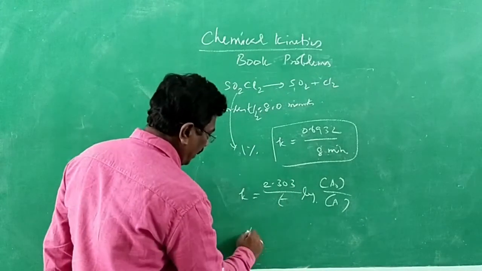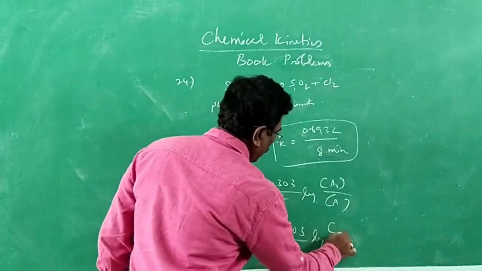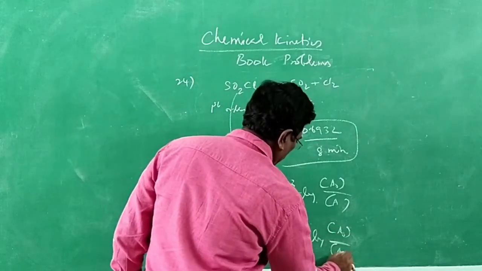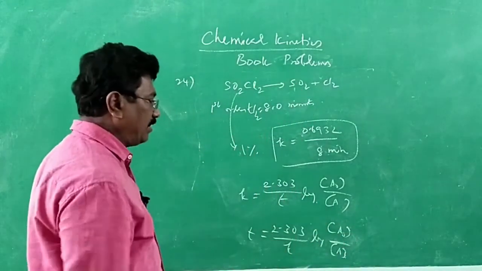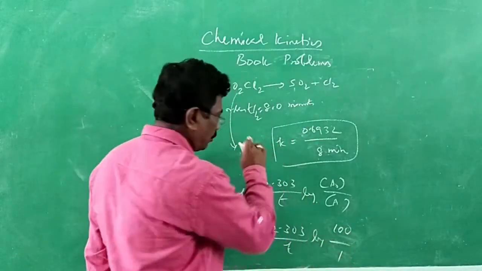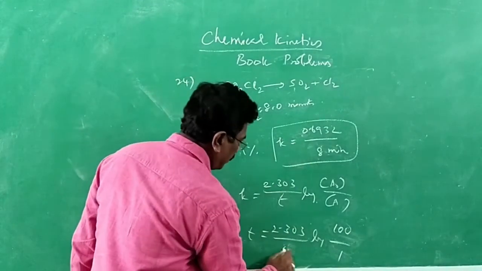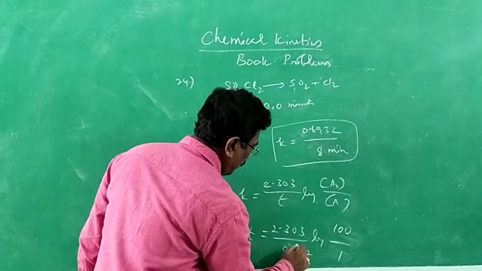We need the value of T. T is equal to 2.303 by K log A naught by A. A naught is concentration at the start of the reaction, which is considered as 100. Concentration remaining they given as 1. Time they asked. K, I can substitute here, which is 0.6932 divided by 8.